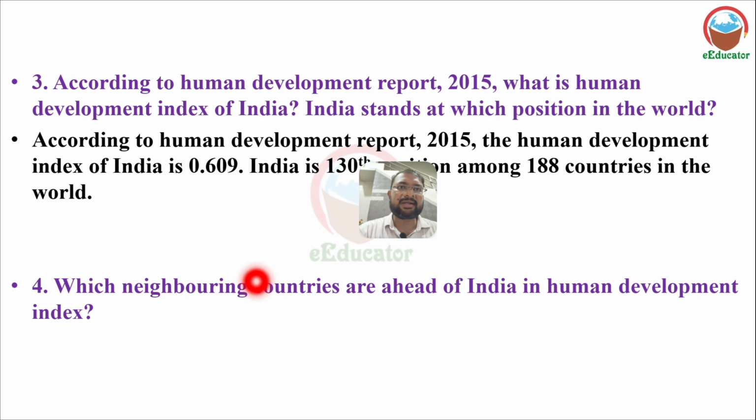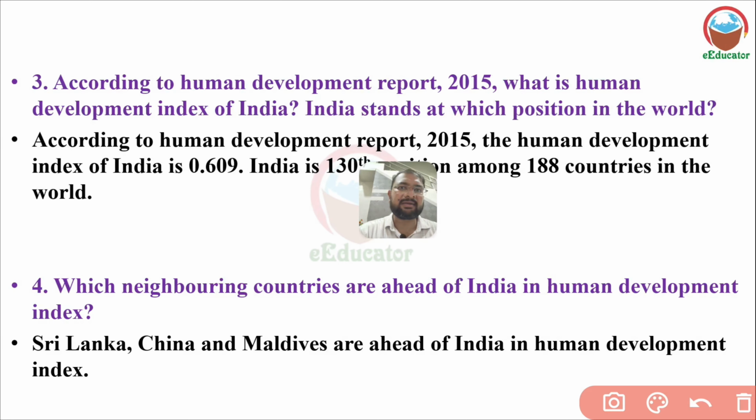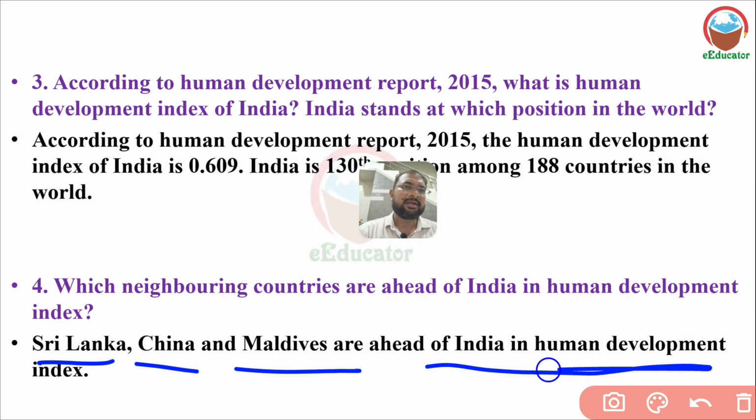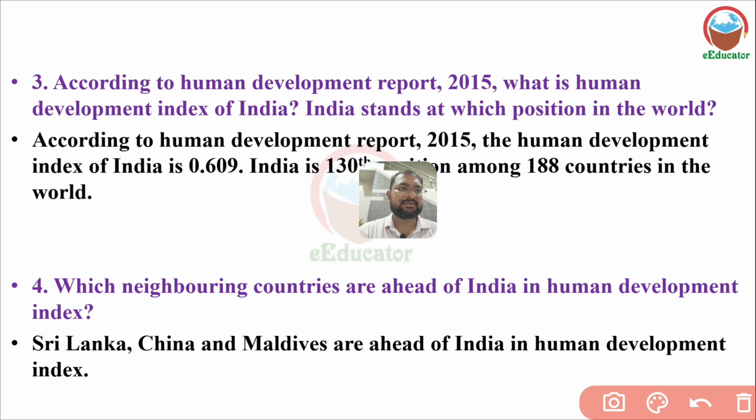Which neighboring countries are ahead of India in the Human Development Index? Neighboring countries of India, Sri Lanka, China, and Maldives, are ahead of India in the Human Development Index.